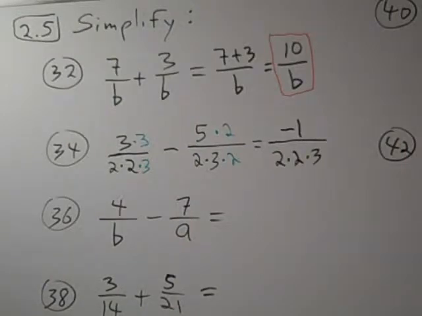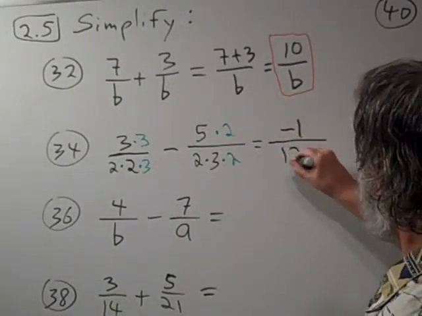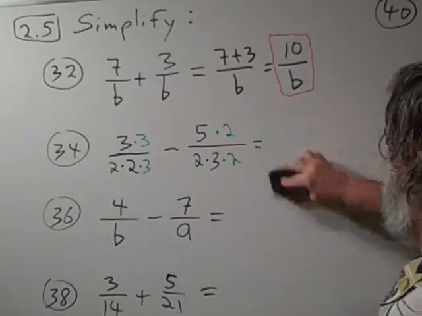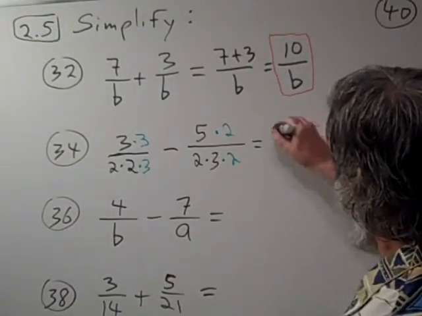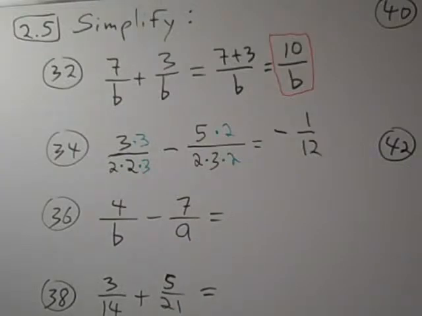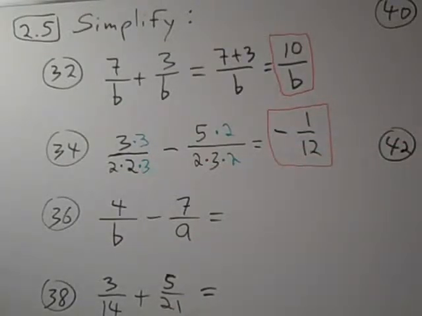2 times 2 times 3 is the same as 4 times 3, that's 12. And negative 1 divided by 12 is the same thing as negative 1/12. So that is the answer for this fraction subtraction problem.